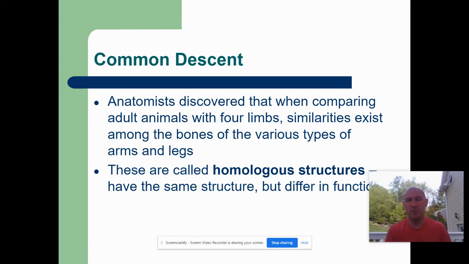Homologous chromosomes are chromosomes that are similar but not identical. So the chromosomes you got from mom are homologous to the chromosomes you got from dad, right? They contain the same genes, just different forms of those genes. Homologous means similar, but not identical.